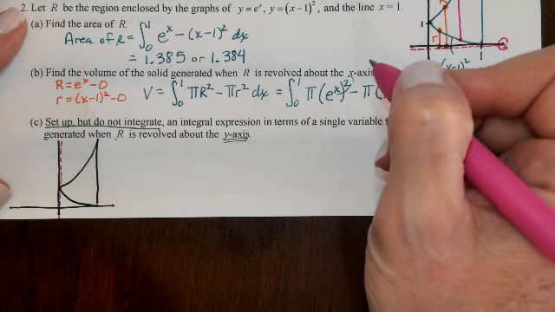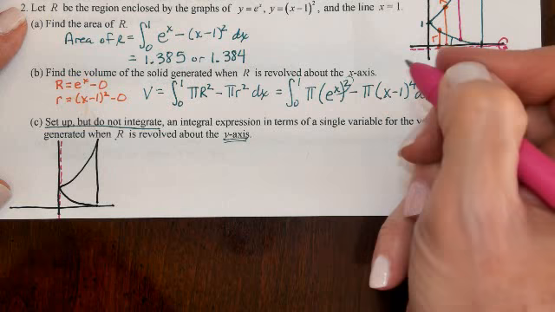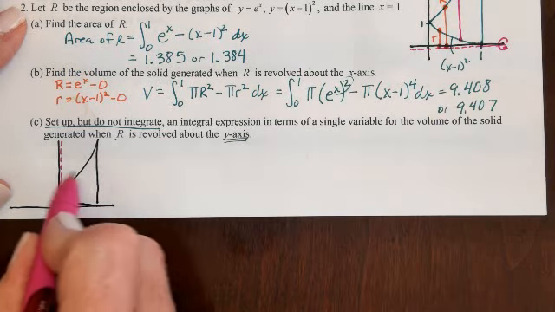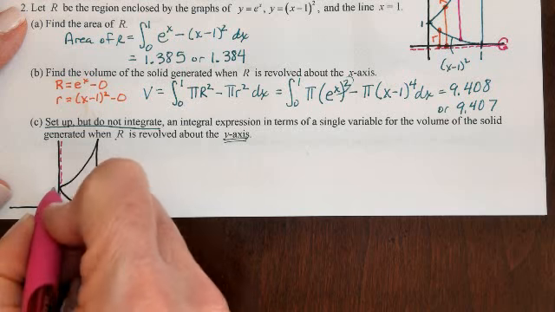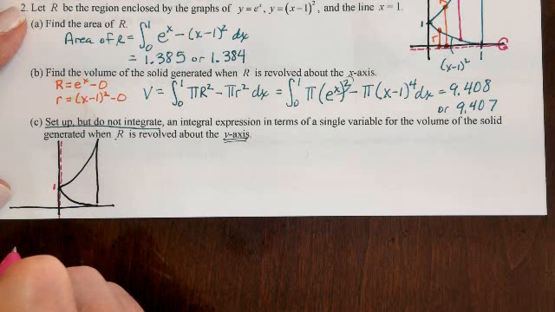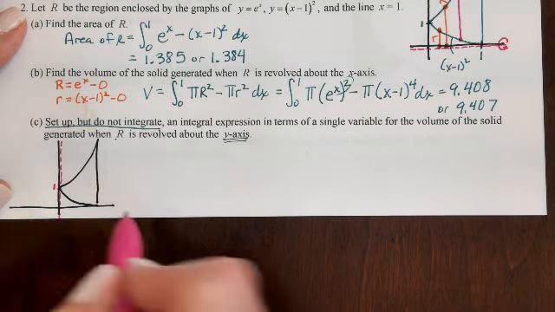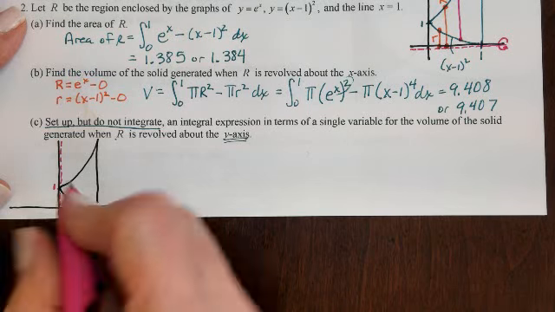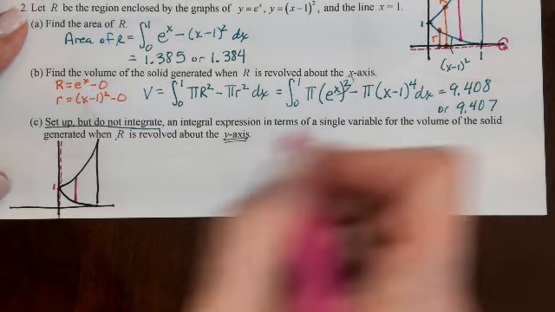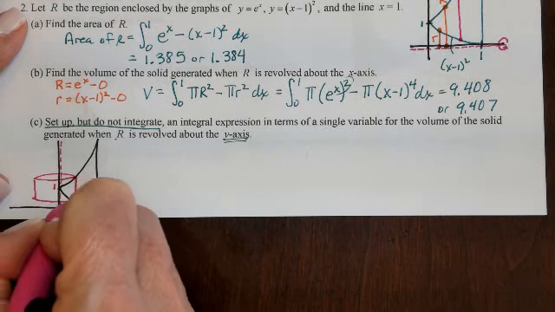Well, we have a choice. We can use the cylindrical shell method, or we can use the disk and washer method. If we use the disk and washer method, we're going to need two different integrals separated at y equals 1. So because I don't want to use two separate integrals, I'm going to use the cylindrical shell method. So to do that, we draw a vertical slice, and we draw our little representative cylinder.